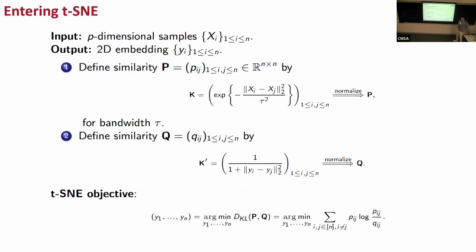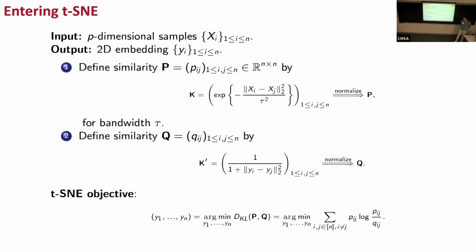So a natural option, of course, would be just to use a Gaussian kernel in both cases. But it turns out that after trying different things, they found that this is very good. And now after K prime, you can also normalize the entries so that the sum of all entries equals 1. That gives you Q. The objective of the t-SNE algorithm is to minimize the discrepancy between these two similarity matrices, solving for the low dimensional yi's.